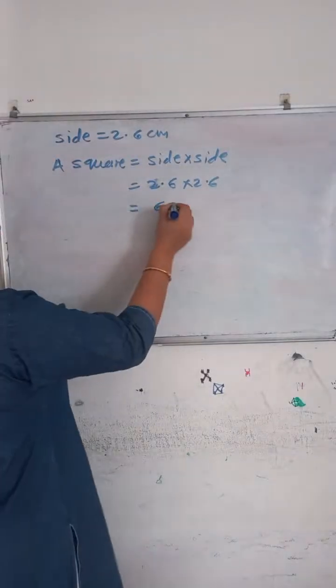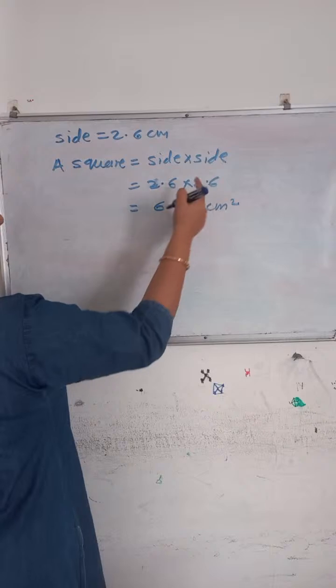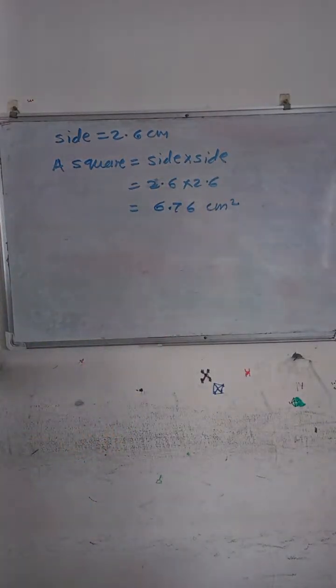So the answer is 676. Okay, 676 centimeter square. Two digits are there after the decimal point, so 6.76 centimeter square is the answer. Okay, getting this? So, okay, copy this much.